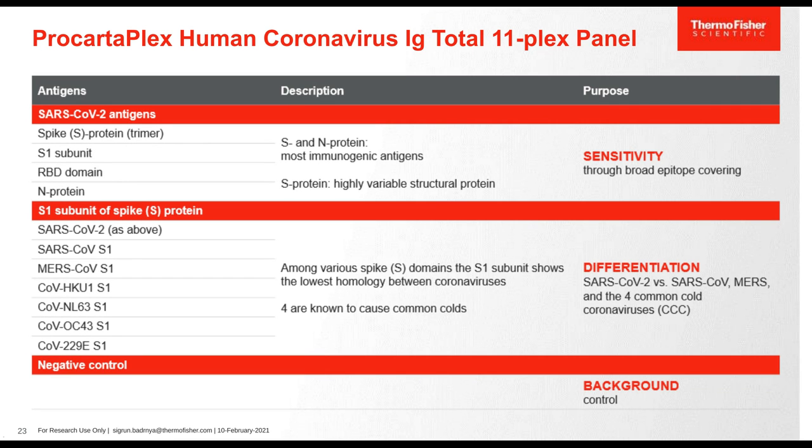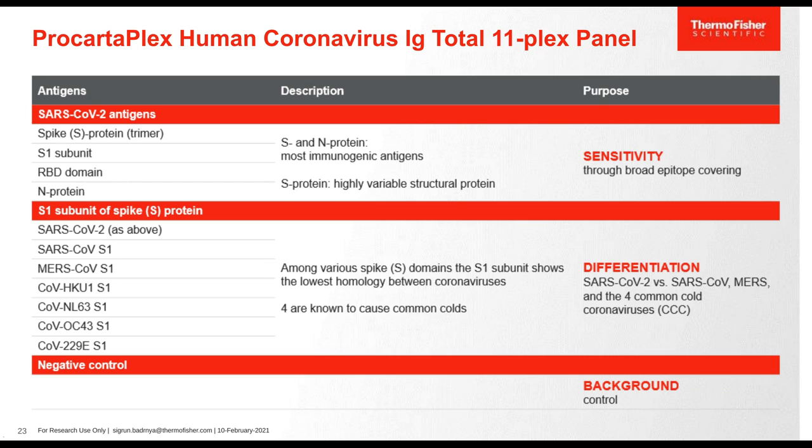Taking a closer look at the design of this 11-plex panel, which enables the detection of total antibodies against 4 different SARS-CoV-2 antigens, including the nucleocapsid protein, the spike protein, and the subdomains that are considered as the most immunogenic, as well as to the S1 subunit of 6 other coronavirus strains next to a negative control. So this broad epitope coverage is a unique and integral part of this serological multiplex assay, which provides a more complete antibody profile and consequently increases the sensitivity and the likelihood of predicting immunity status.